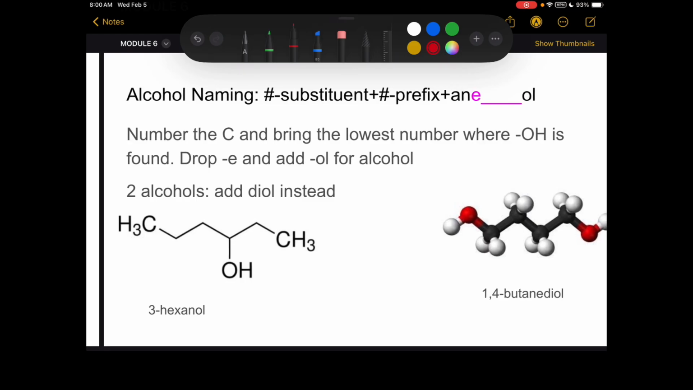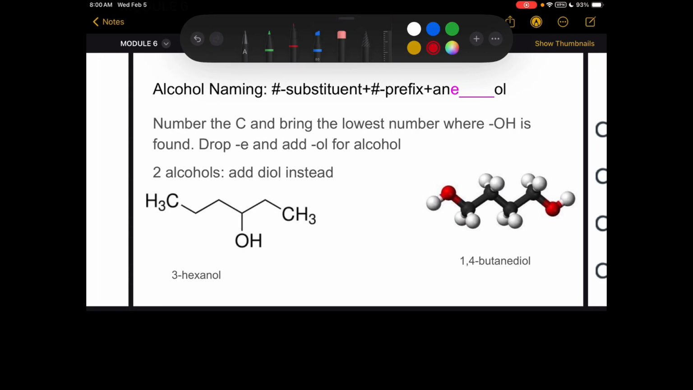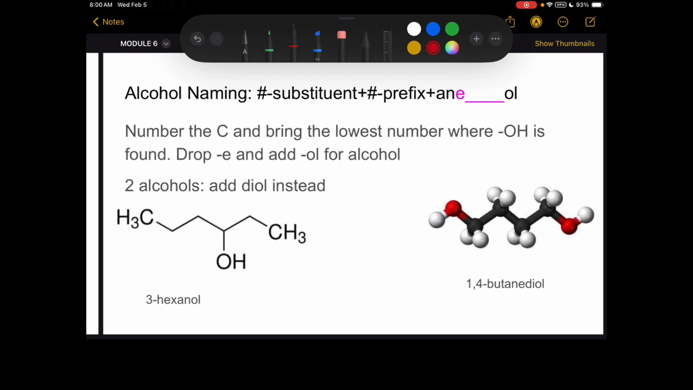Okay, how do we name the alcohols? No matter what, we are always numbering the longest carbon chain. So number the carbon chain and give the lowest number to where the OH is located. So now my priority is to locate the OH on the lowest carbon. And then, again, I'm starting with the alkane. So remember, it has the alkane. So we are going to drop the E and replace it with -ol.